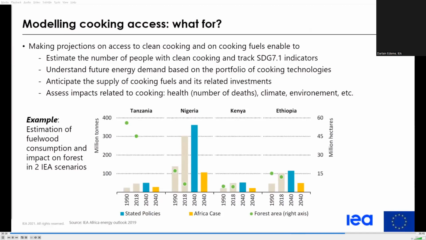Fuel wood consumption up to 2040 in the stated policy scenario keeps increasing in all these countries, and the forest keeps depleting. If we don't do anything, the impact on the environment will be terrible. However, in the Africa case, consumption of fuel wood would decrease, and so does the impact on forests because of less wood being cut. This is linked to an accelerated move away from the use of solid biomass and to the wide application of energy efficiency policies.